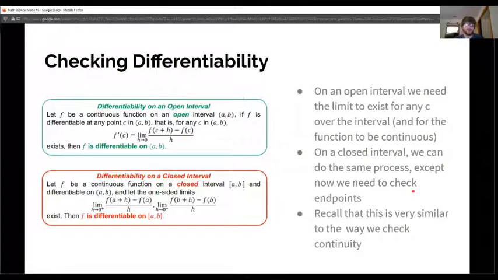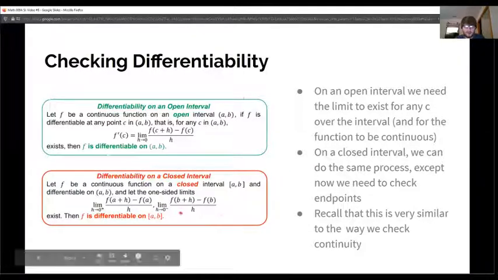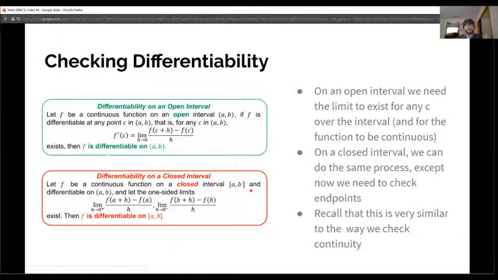Now, if we want to check differentiability on an open interval, we need the limit to exist for any c over the interval, which is what this is basically saying here. And on a closed interval, we do the same process as an open interval, but we want to make sure that we check the endpoints. So we want to check the right-hand endpoint and the left-hand endpoint, right?